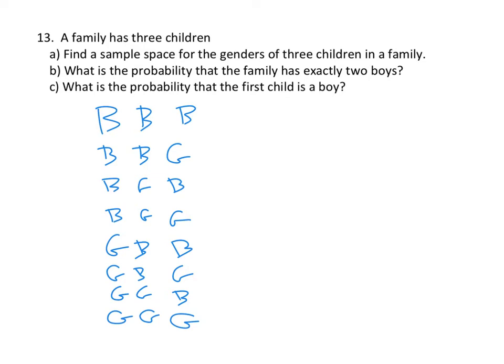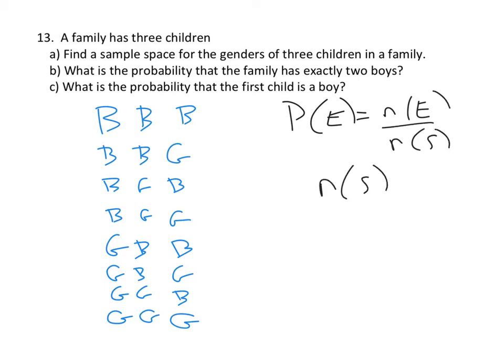Part B said, what is the probability that the family has exactly 2 boys? Okay, so we're doing a probability problem, so first let's just make sure we know the probability of E is N of E over N of S, right? And N of S is 8, right? There's 8 possible ways for things to play out.